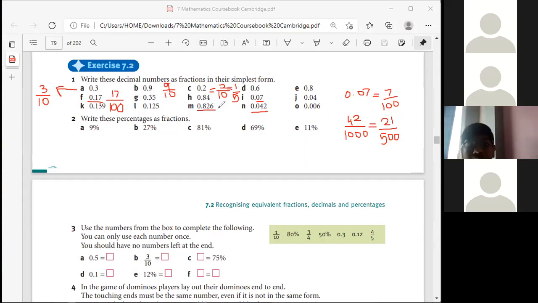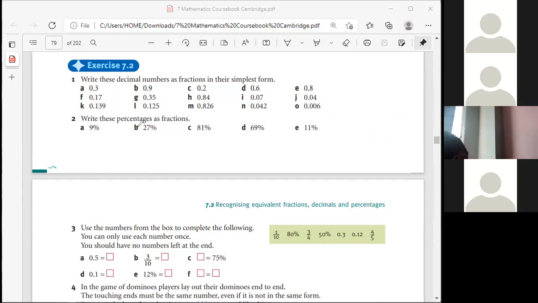Yes, ma'am. Can we go to the second sum now? The second one says write these percentages as fractions. Okay, so if I have to write it as a fraction, it will be 9 upon 100, 27 upon 100, 81 upon 100, 69 upon 100, 11 upon 100. Why can't it be 11 upon 50? Because percentage is always upon 100, so it is going to be 11 upon 100. Because out of 100 you got this many. Percentage is always out of 100.